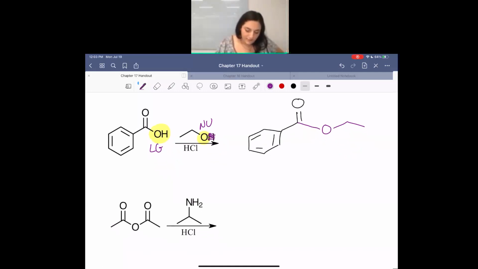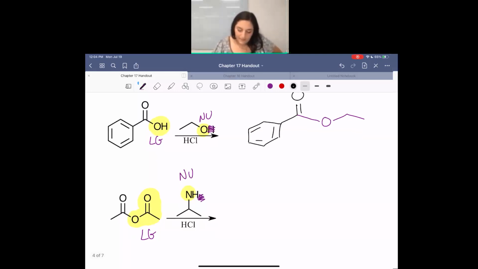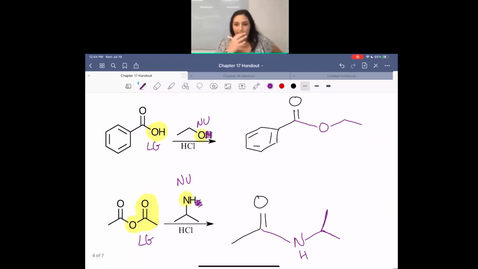Here we see anhydride, so this whole thing is our leaving group. This is our nucleophile. And we get rid of a hydrogen. So we end up with the product. Ta-da! Okay, any questions on these two?